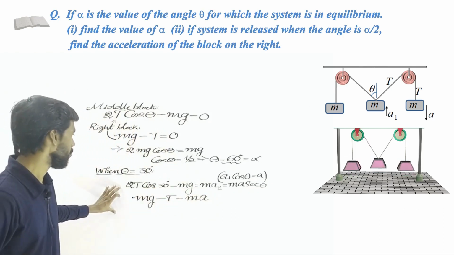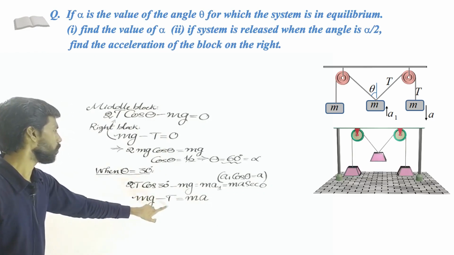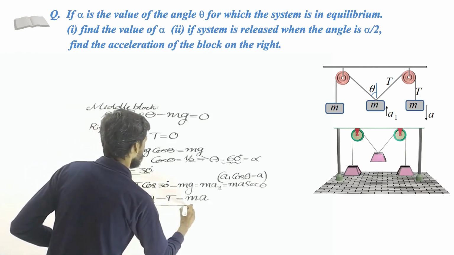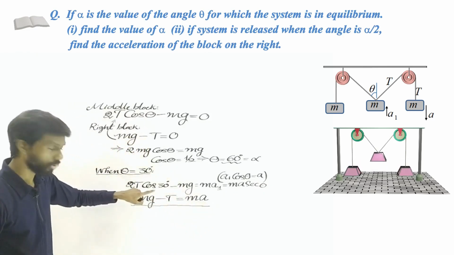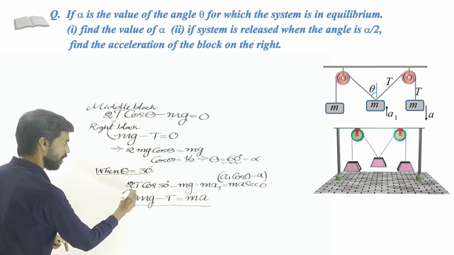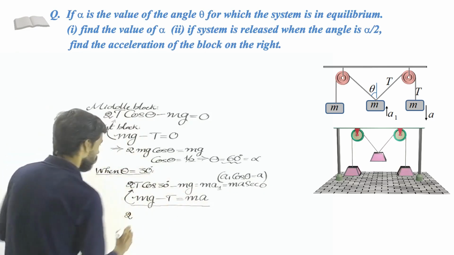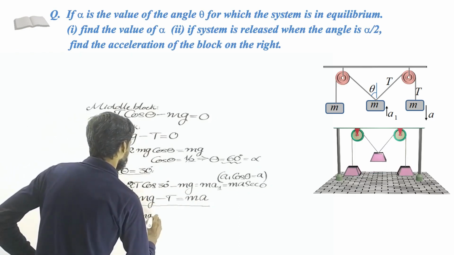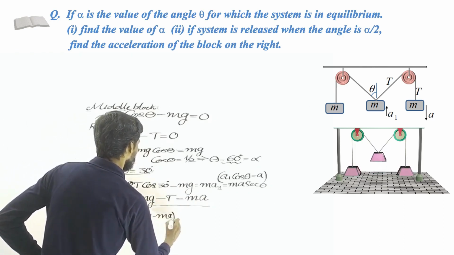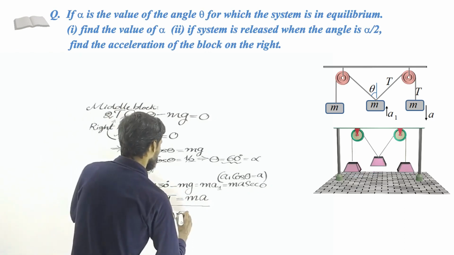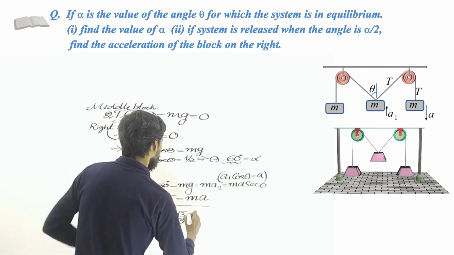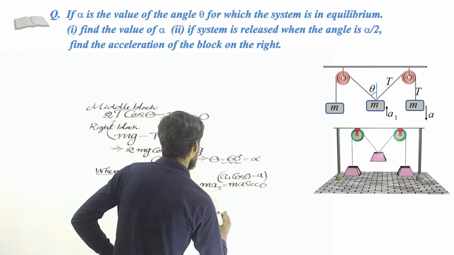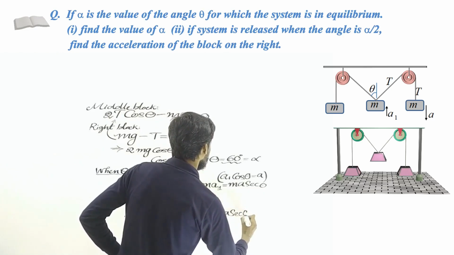Now what can be done? Cos 30 is root 3 by 2. So this tension can be substituted here in this equation. If you substitute this value here, we'll get 2 multiplied by T, where T is mg minus ma, multiplied by cos 30, which is root 3 divided by 2, minus mg. So that equals ma secant theta.